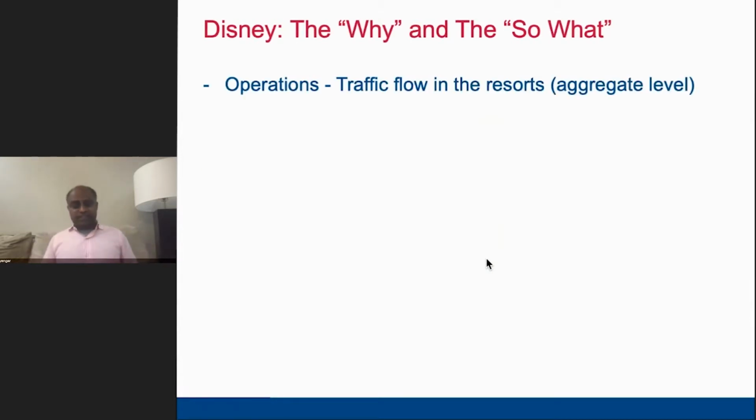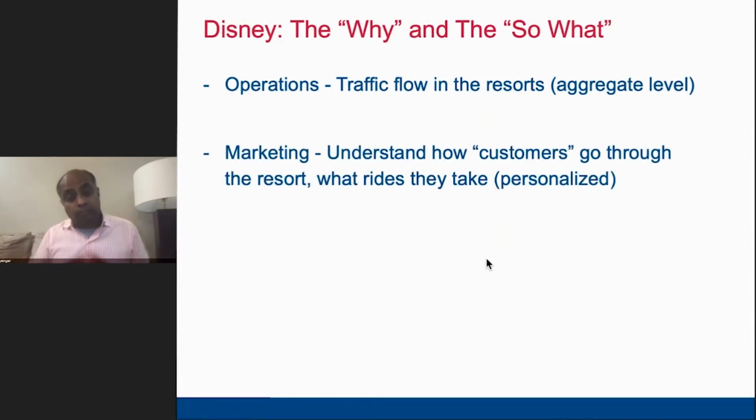Now, in the case of Disney, you might say operations might really like the fact that we're getting all this information about where people are in the resorts, because that particular band can literally tell you where people are moving through the resort. So the traffic flow through the resorts might be helpful for operations. Why? Because then they can start deciding upon resource allocation. That's one of them.